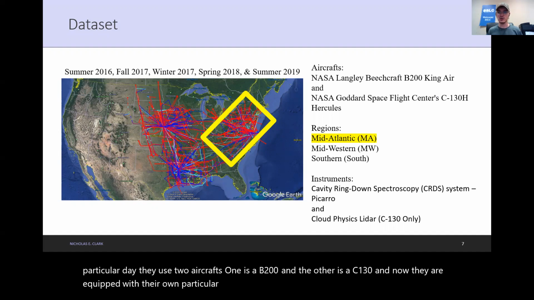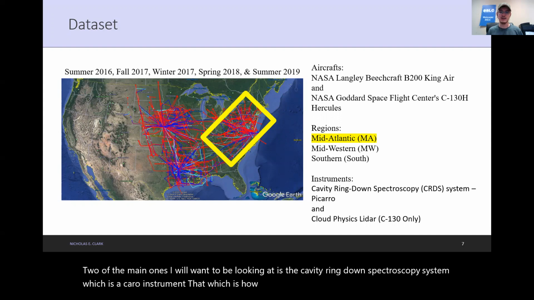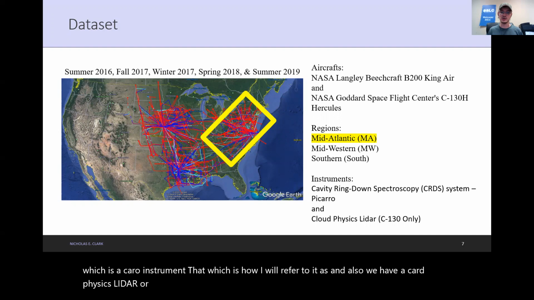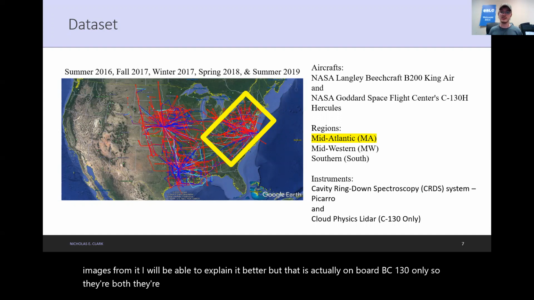Two of the main instruments that we'll want to be looking at are the cavity ring-down spectroscopy system, which is a Picarro instrument, which is how I will refer to it, and also a cloud physics LiDAR, or CPL, which can measure a vertical line in the atmosphere, and we'll see some images from it. I will be able to explain it better, but that is actually on board the C-130 only. So they're both equipped with the Picarro instrument. The C-130 has a cloud physics LiDAR, or a CPL.